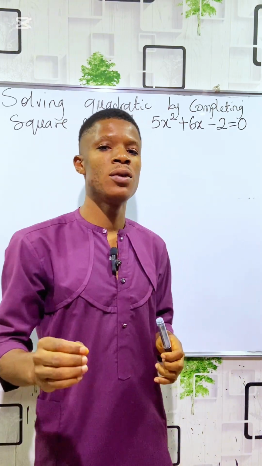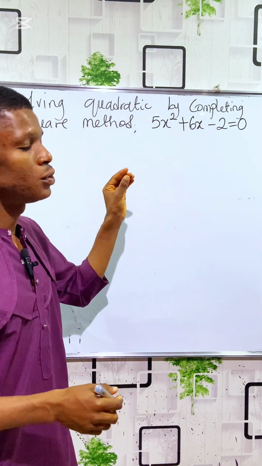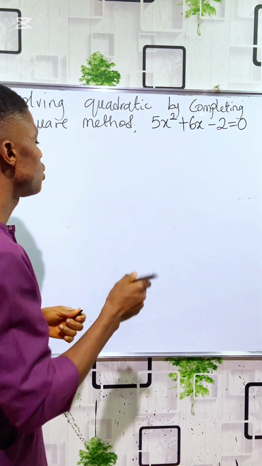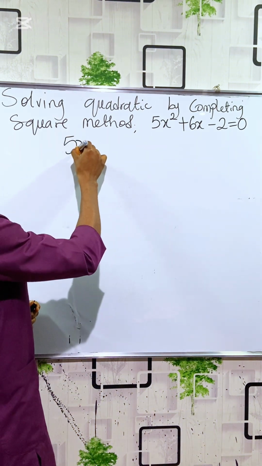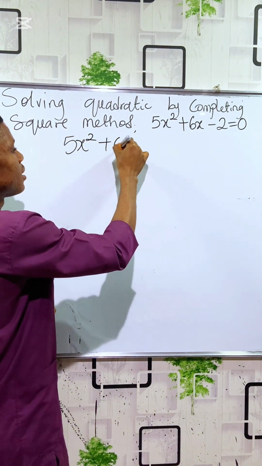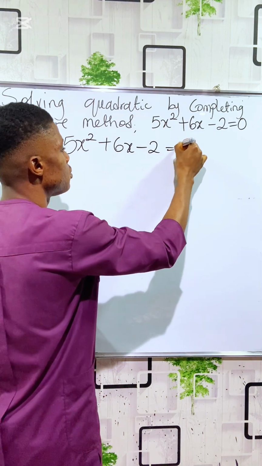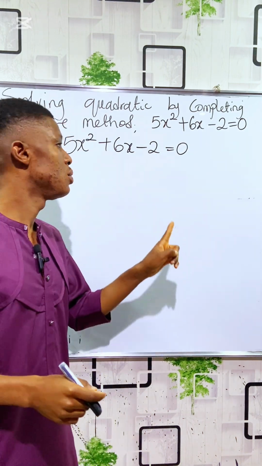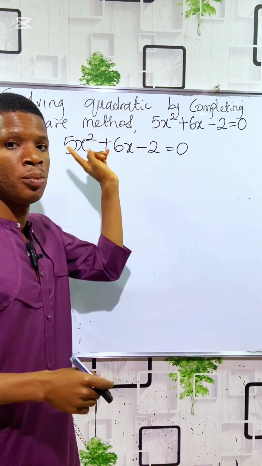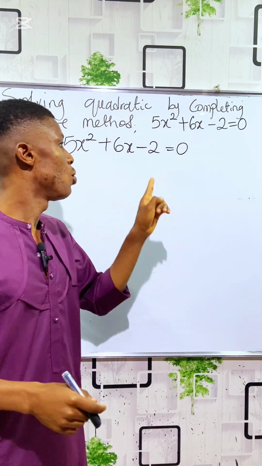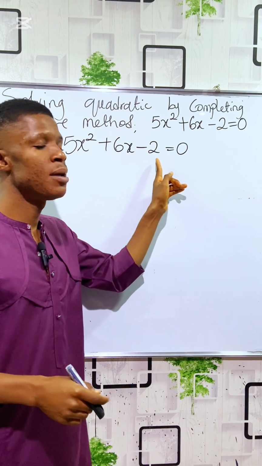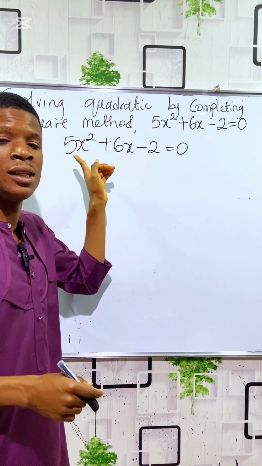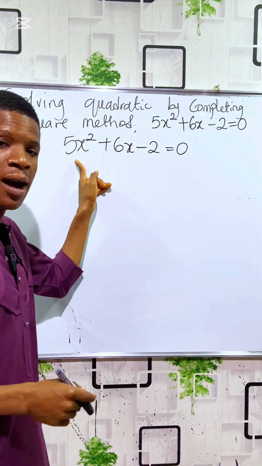In this video, we are going to learn how to solve quadratic equations using the completing the square method. To solve the quadratic equation 5x squared plus 6x minus 2 equals 0 using completing the square, the first thing we do is make the x squared coefficient unity. To do that, we divide all the terms in the quadratic equation by the coefficient of x squared, and the coefficient of x squared is 5.